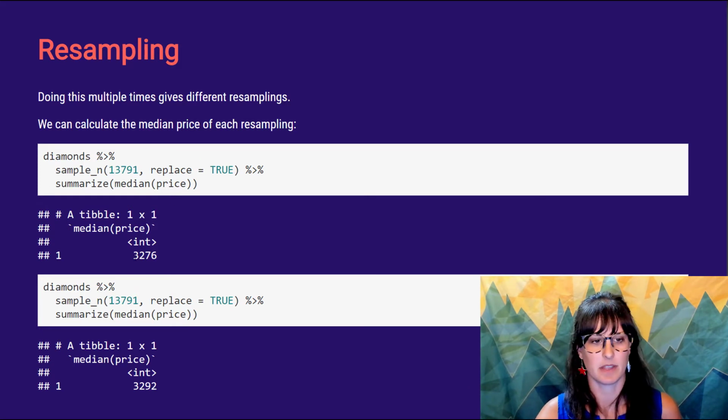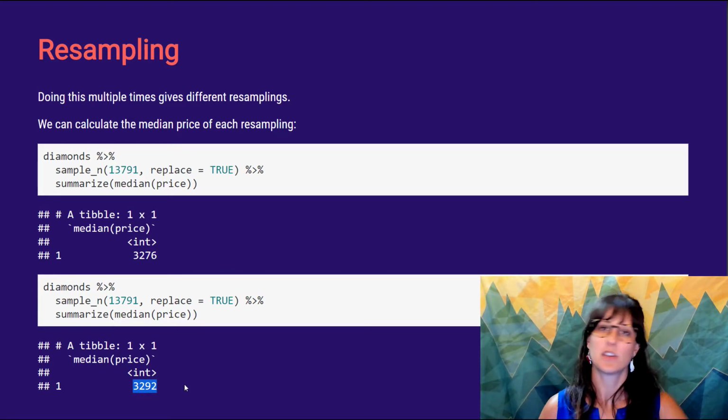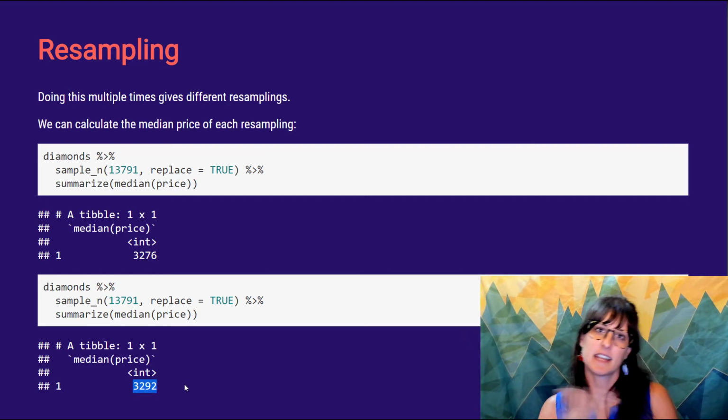In this resampling, the median price was $3,276. And in this resampling, the median price was $3,292. Not quite the same number. And so you can imagine doing this many times, and now you have many different medians, and then you have a sense of the variability in the median. You have a sense of a reasonable range of guesses.